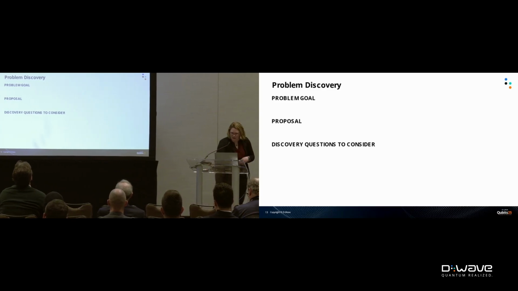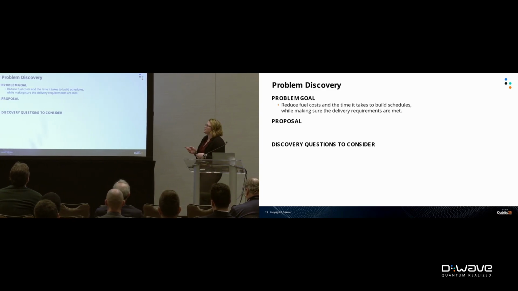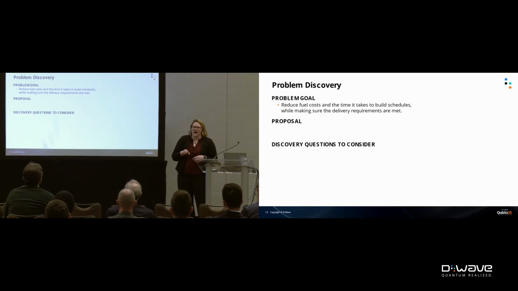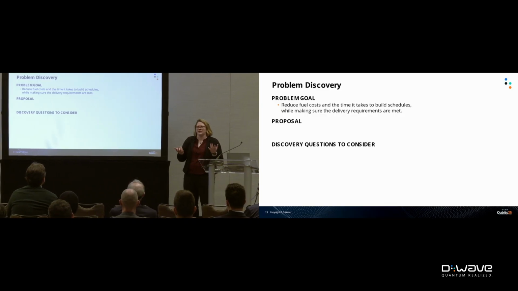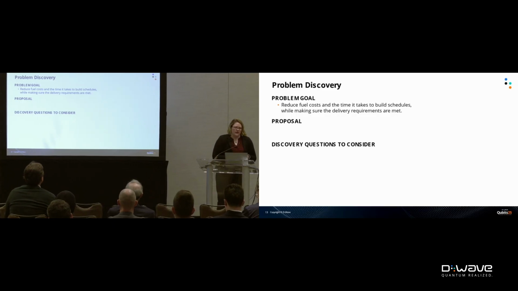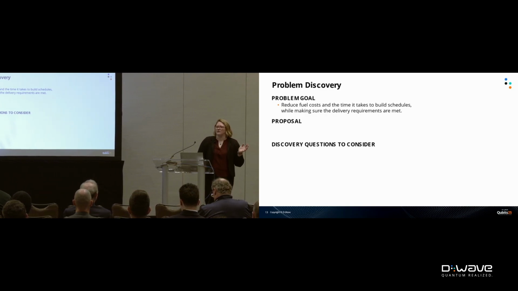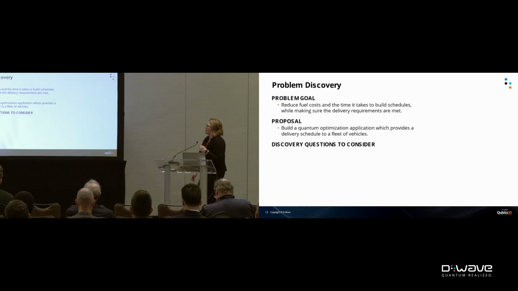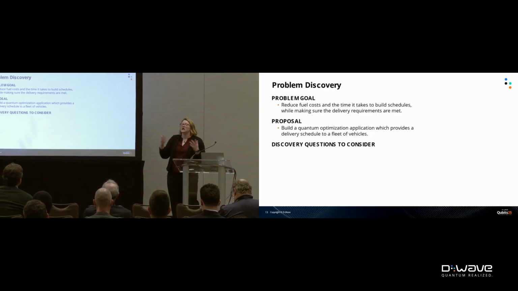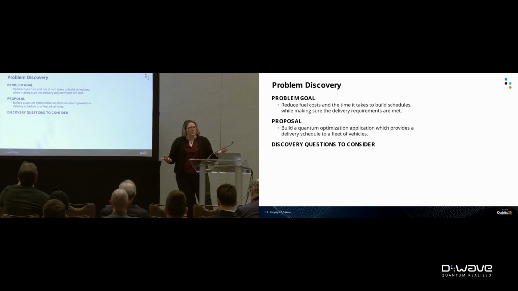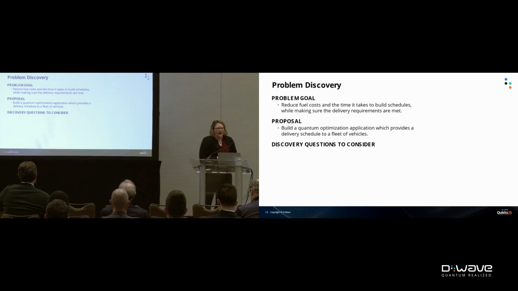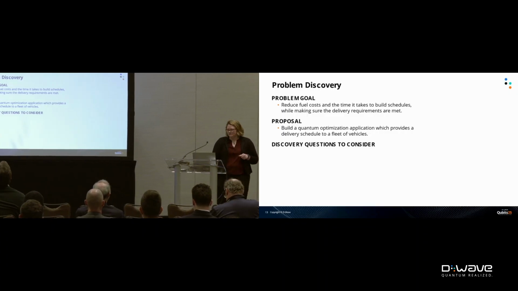So for this problem, our goal is going to be to reduce fuel costs as well as the time it takes to build the schedules. Remember, we're in a situation where they're building schedules by hand and it's taking 2 to 3 weeks to get those started. We also want to make sure that we don't violate the requirements for the deliveries themselves. So our proposal is going to be to build a quantum optimization application. No surprise there, we're here at D-Wave where we do quantum optimization applications that provides a delivery schedule.